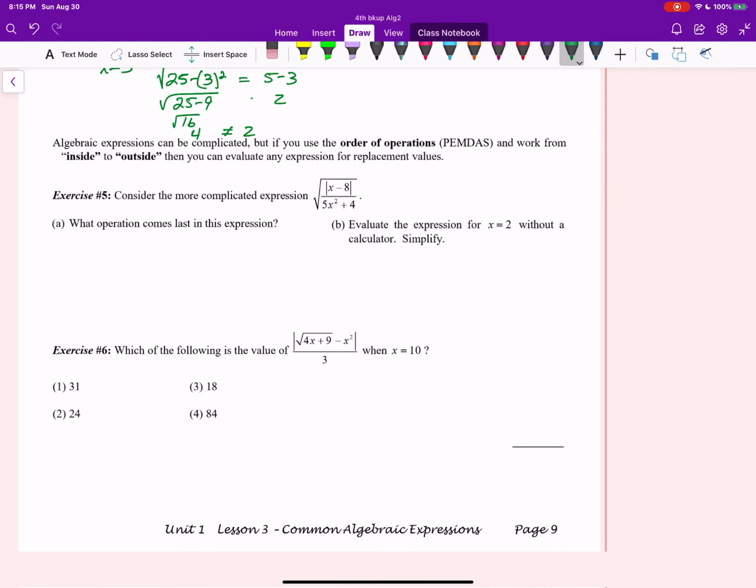Okay, exercise number 5, we have a little more complicated expression. We've got a square root of the absolute value of x minus 8 is the numerator of our fraction underneath the square root, and the denominator is 5x squared plus 4. Which operation comes last in this expression? Well, underneath the square root is this whole fraction. So we would end up simplifying the whole fraction first, and then the square root would be done last.